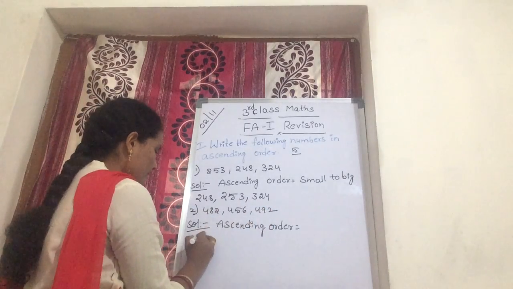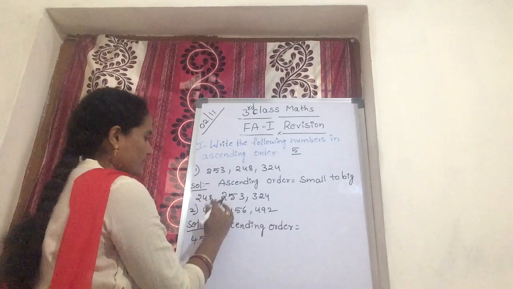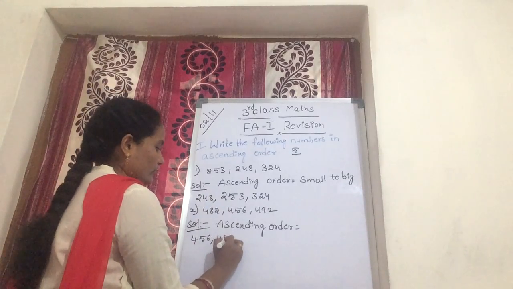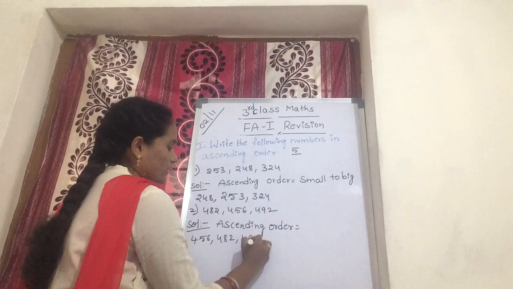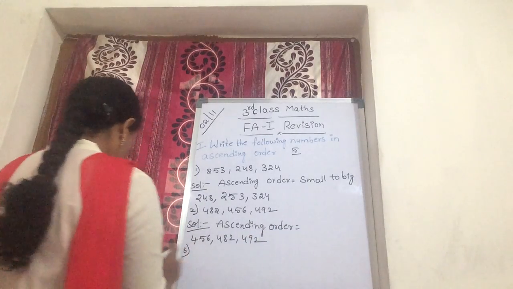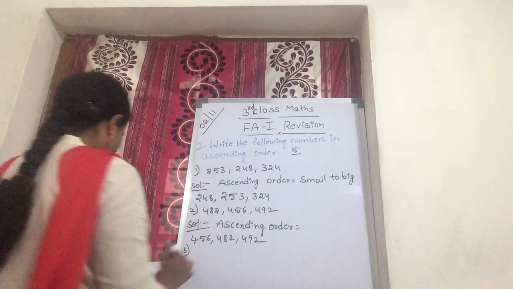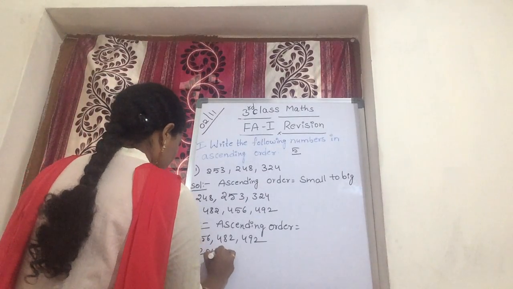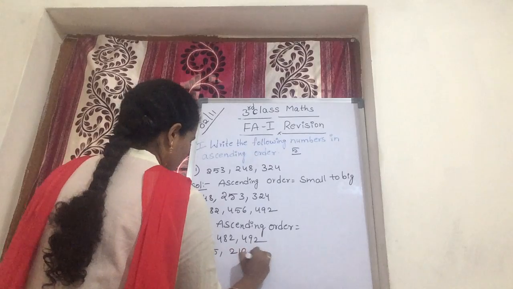So 456. Next number 482. Next 492. Okay. Next 205, 210 and 290.